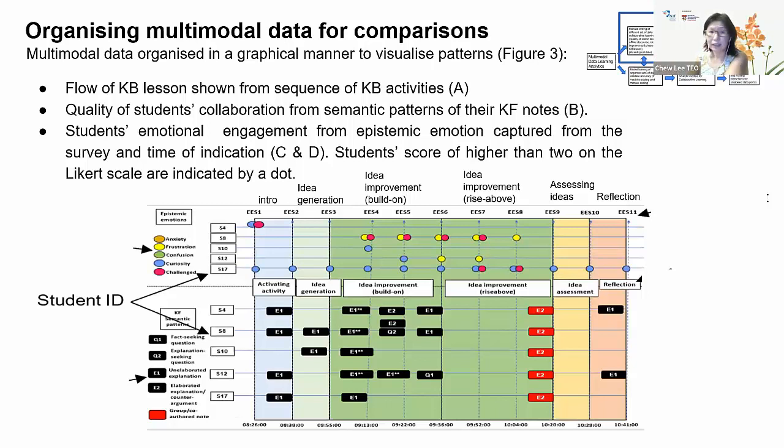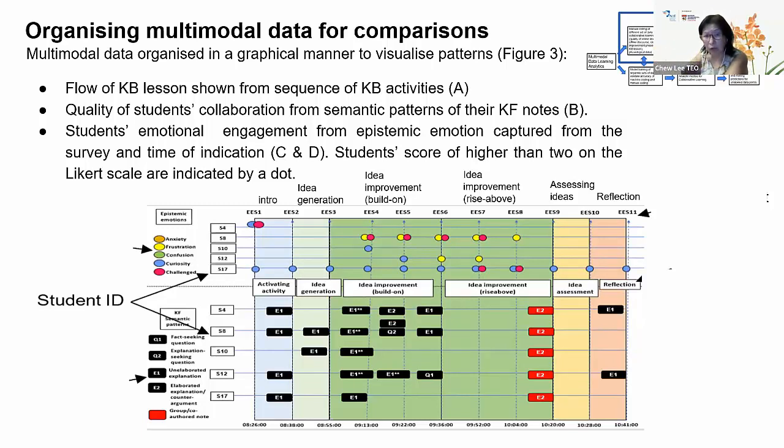So as you can see, these are the students' ID, and we conceptually worked out the different phases of the idea generation to idea improvement, which involve build on from the KF, and which involve also students working on the rise above node, and then students assessing their data, idea and reflection.